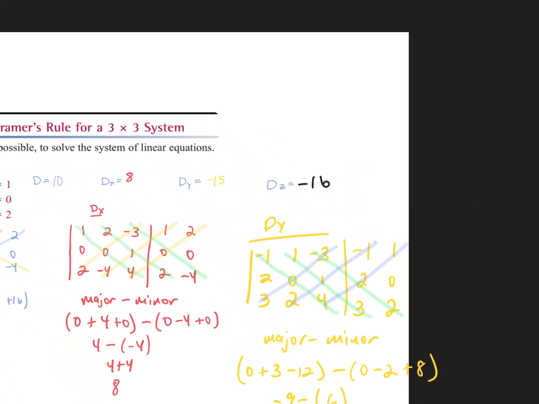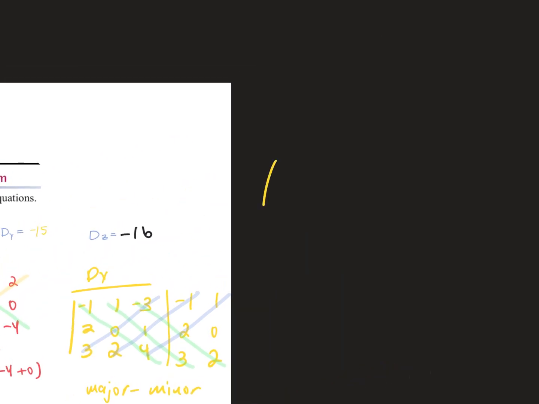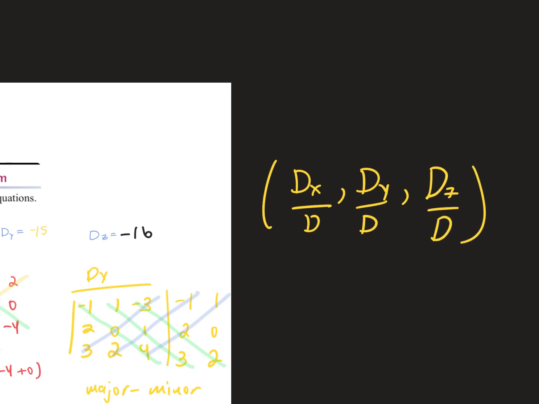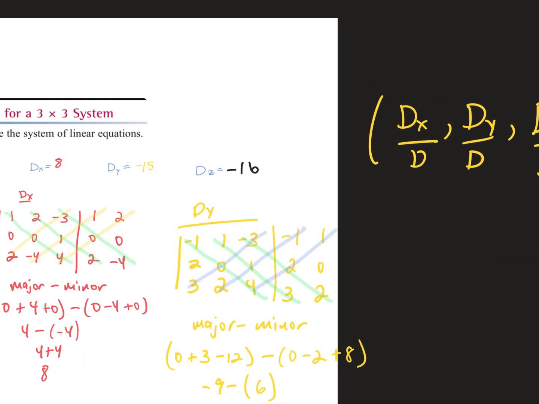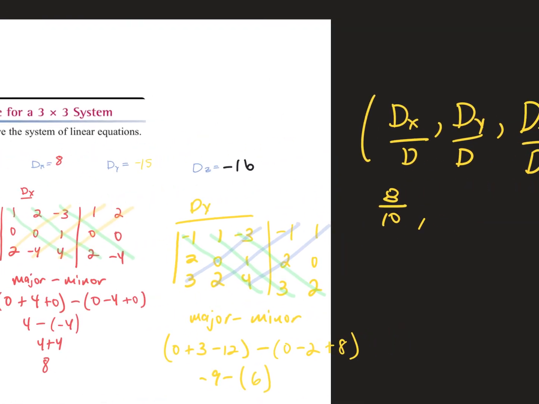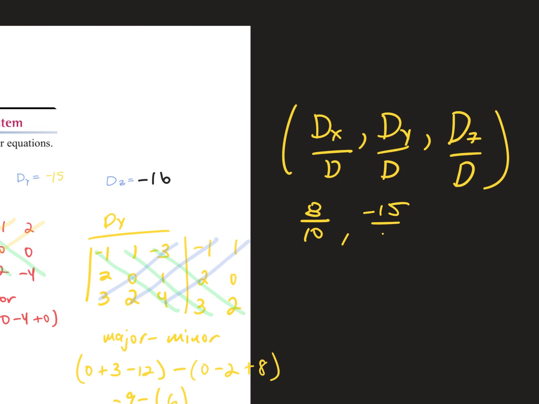So we found all of these lovely numbers. What do we do with them? You're going to put everything over 10. This is going to be an ordered triple. So you have d sub x, d sub y, d sub z, all divided by your determinant. So I have 8 over 10, right? Is it negative or positive? Okay. Negative 15 over 10 and negative 16 over 10.